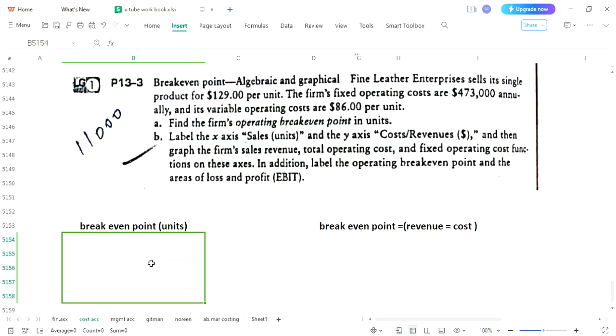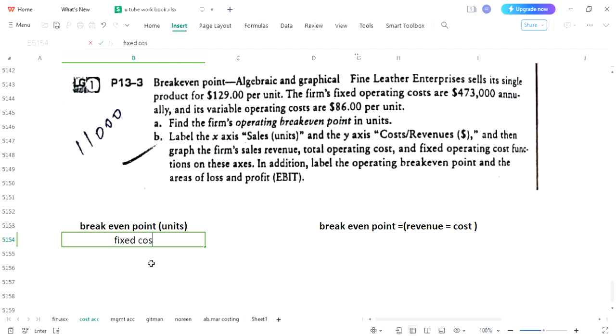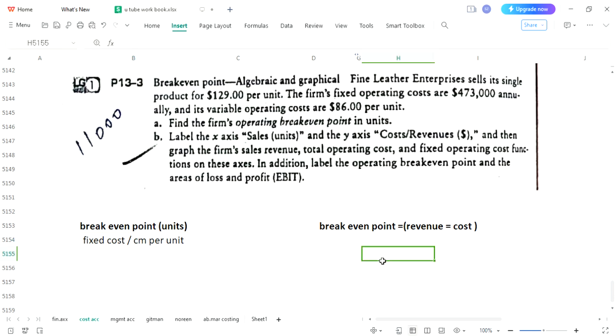For that, you will have to see a few elements. First of all, you should have your fixed cost in your question, then you need to divide it by CM per unit. Don't worry about these elements, we will discuss each and everything. First, you should know what fixed cost is.